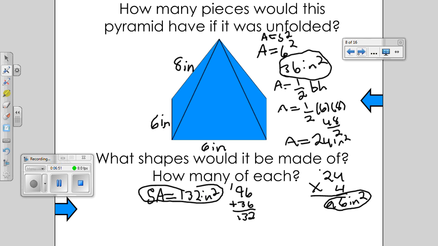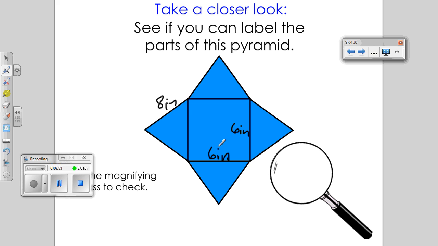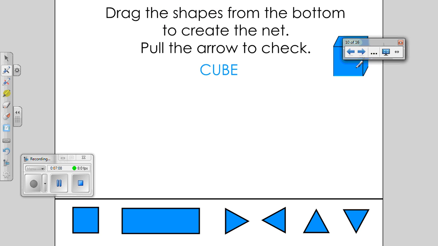Alright, look, same thing, fold it out and see we have 4 of those and 1 square base. That's exactly what we've done. We found it for the 4 triangular faces and the 1 square base. Add them together. Alright, drag the shapes from the bottom, pull and check.